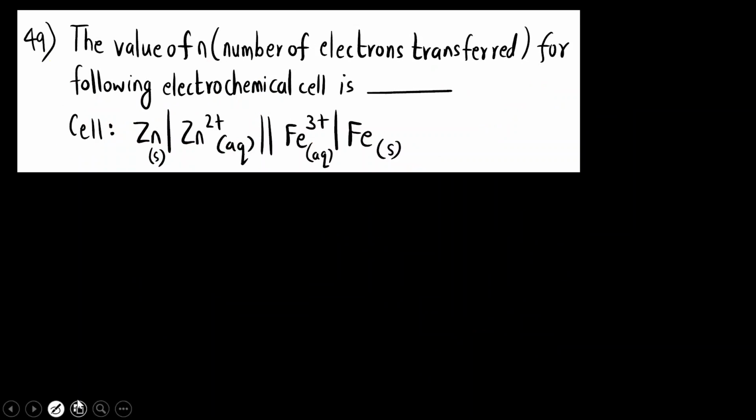Calculate the value of n, the number of electrons transferred, for this reaction. This is the cell representation that is given. On the left is the anode, where oxidation takes place. On the right, reduction takes place.